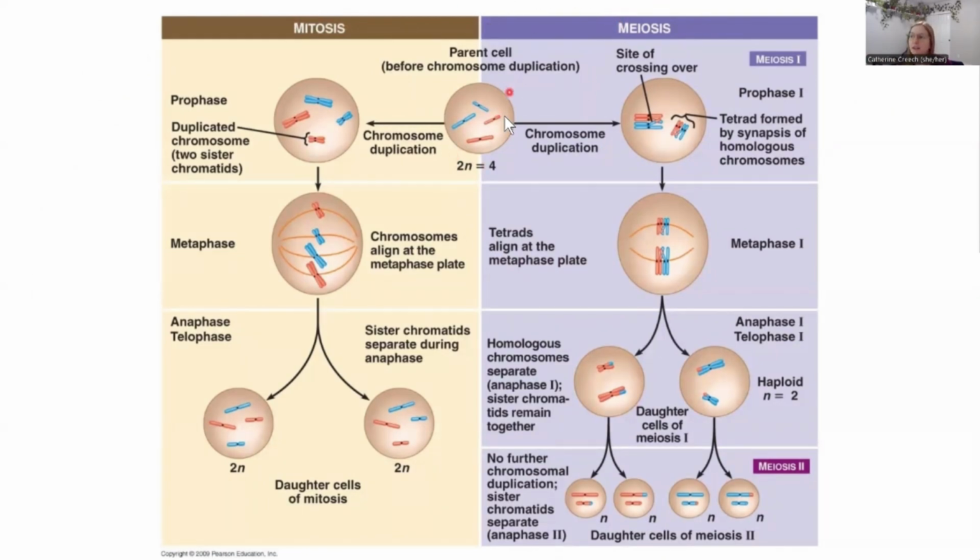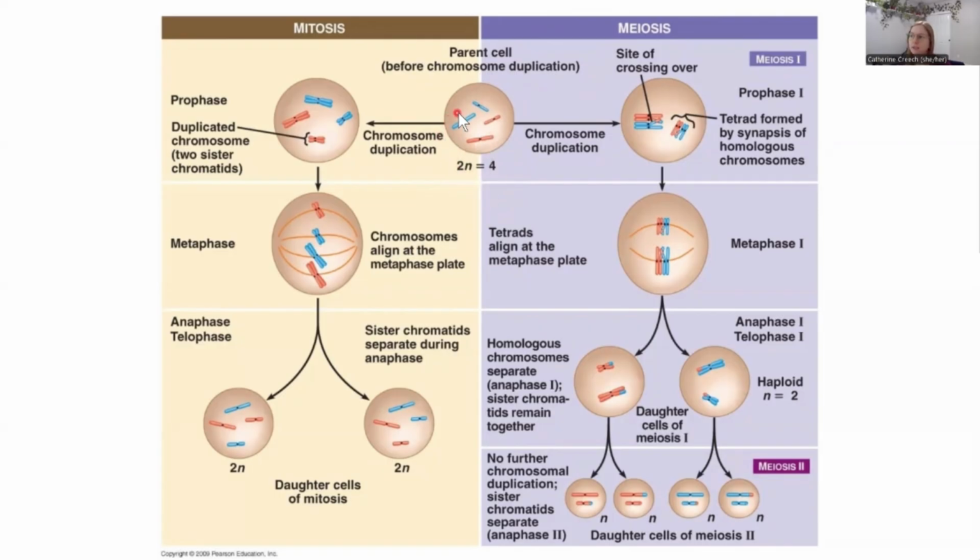Both of the parent cells that start this are diploid. We denote diploid by 2N. N is the number of chromosomes you have. We have 2 sets of chromosomes, so 2N. If I was tetraploid, it would be 4N. If I was octoploid, it would be 8N. In this example, we're showing 4 chromosomes. So this diploid organism has 4 chromosomes.